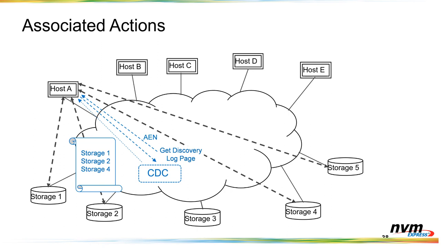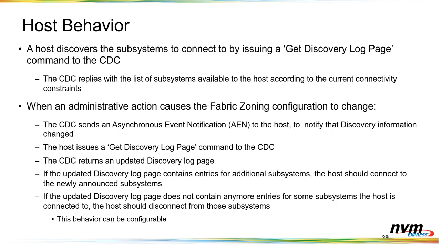Before, host A, when it did the discovery, would have got as a response to the get discovery log page command: storage 1, storage 2, storage 4, and storage 5. Now it gets only storage 1, storage 2, and storage 4. It means this connection has now to be removed, has to be disconnected. And so this is the host behavior that the host has to implement in this way.